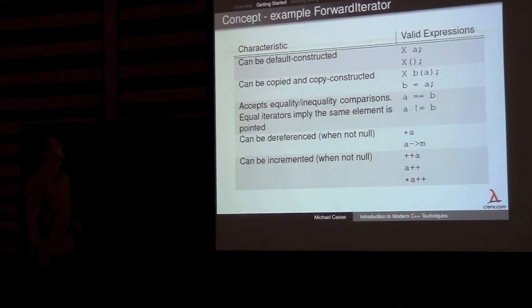So let's take a look at an example of this forward iterator. And these are the different concepts that exist for the forward iterator. It can be default constructible. What does that mean? These are the valid expressions. It can be copy constructible. Accepts equality, inequality comparisons. Dereferenced when not null. Incremented when not null. These expressions have to be able to compile and be valid. Does that make sense? That's how we would describe a forward iterator.